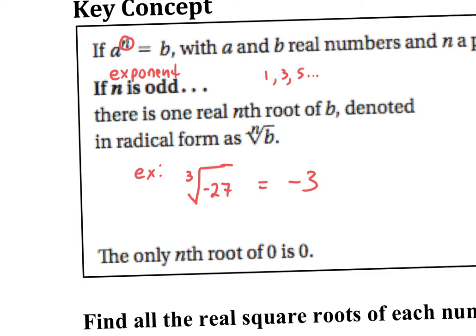Or I could alternatively say something like this. What is the third root of 8? The answer is just positive 2. Why? Because 2 cubed is 8.